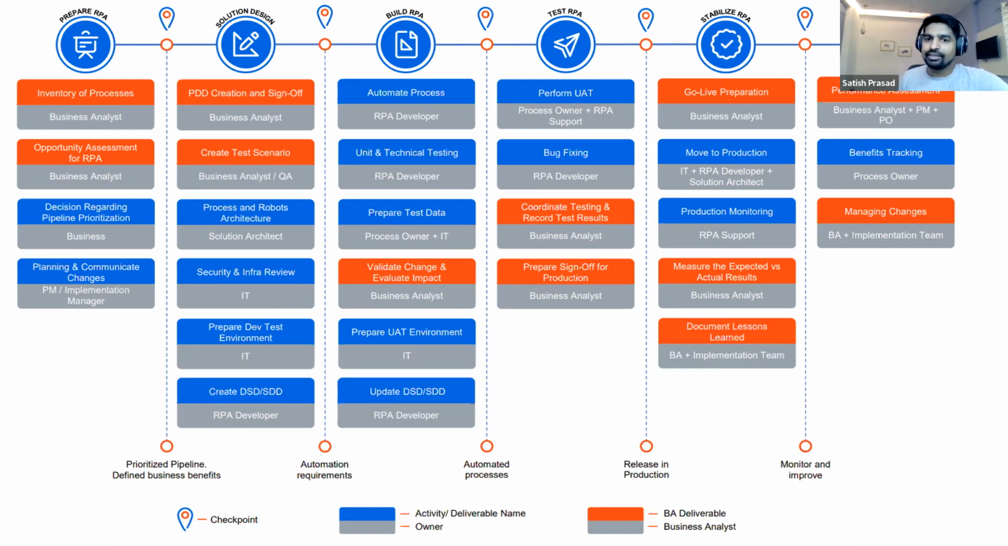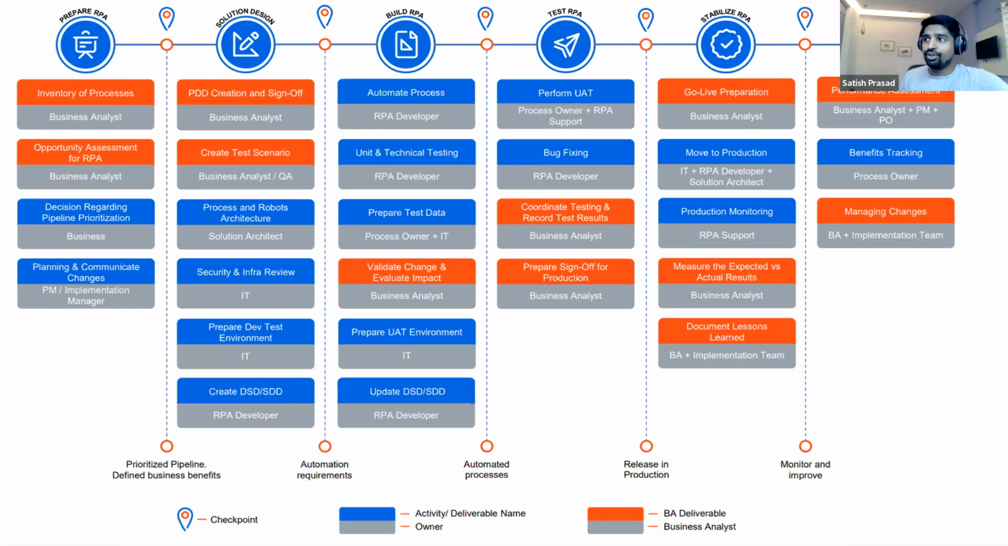So in the build RPA phase, the RPA developer will be responsible for designing a bot. He'll be looking at the content of DSD and SDD, and he'll start building the bot. The one thing that he needs to consider here is that his solution should be such that it is reusable. It can be extended, right? And it can be reused if required in a different project. So you need to follow all of those best practices. I'll talk about the best practices at the end of this session, right?